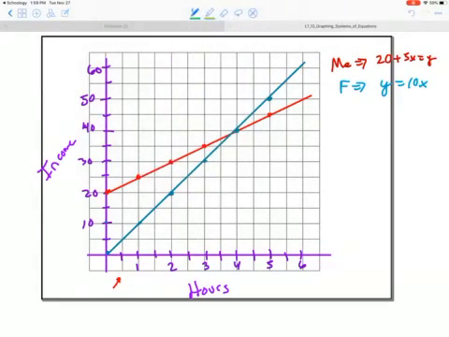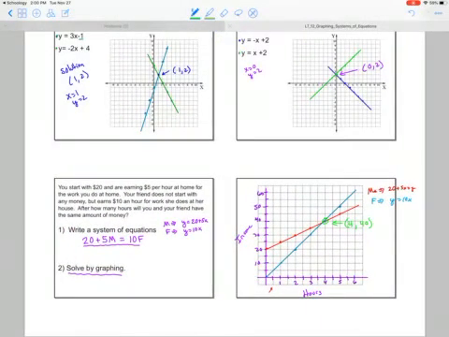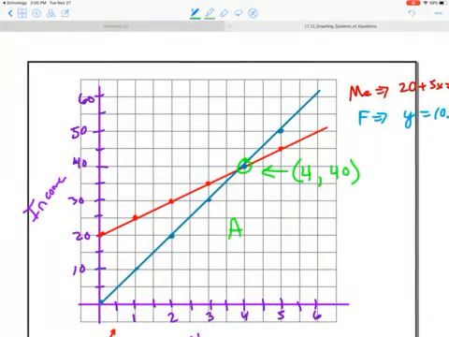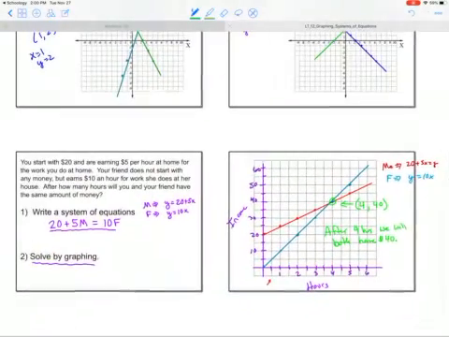To solve this system, we are looking for the point that is shared between both of them. And the point that is shared is for 4 hours, we have an income of $40. Going back to the question, it says, after how many hours will you and your friend have the same amount of money? So the answer to that question is after 4 hours, we will both have $40. And that's how you would answer that. That's how you can solve that system using graphing.